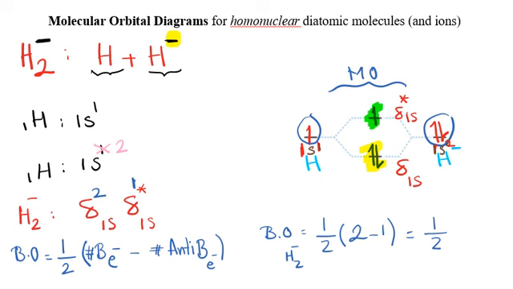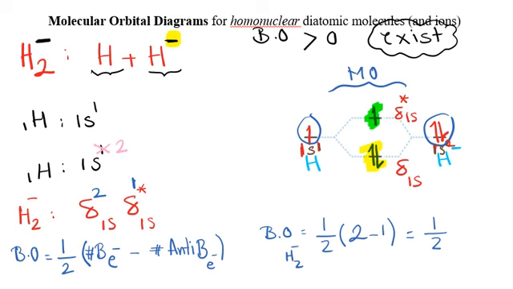As I said earlier, if we have bond order greater than 0, it means that ion or molecule exists. Interestingly, experimental research, experimental outcomes confirm that we do have H2 minus. So this is one of the advantages of this theory, molecular orbital theory.